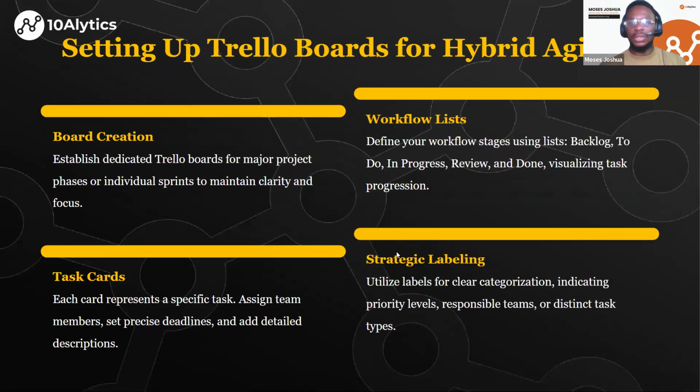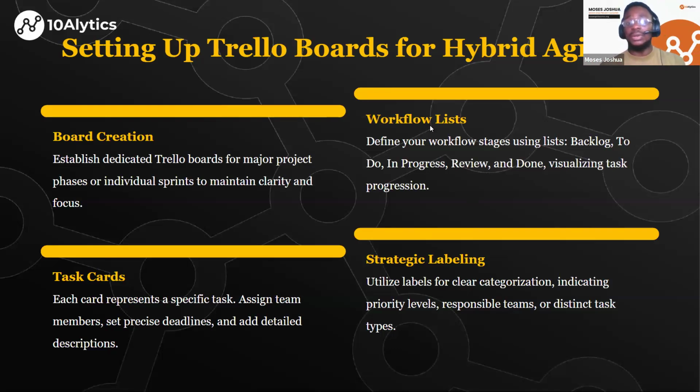So after that, we'll now move to the final one, which is strategic labeling. So we have what we call labeling in Trello. This is simply giving, you know what color codes are, right? Giving color codes to your different tasks. I might decide to use red, I might decide to use blue, and then name it anything I want. Utilize labels for clear categorization, indicating priority level, responsible teams, and then, sorry about that, distinct task type.